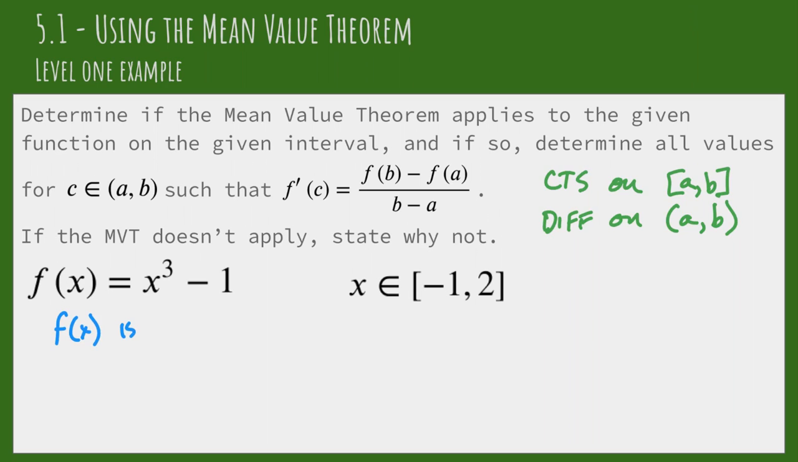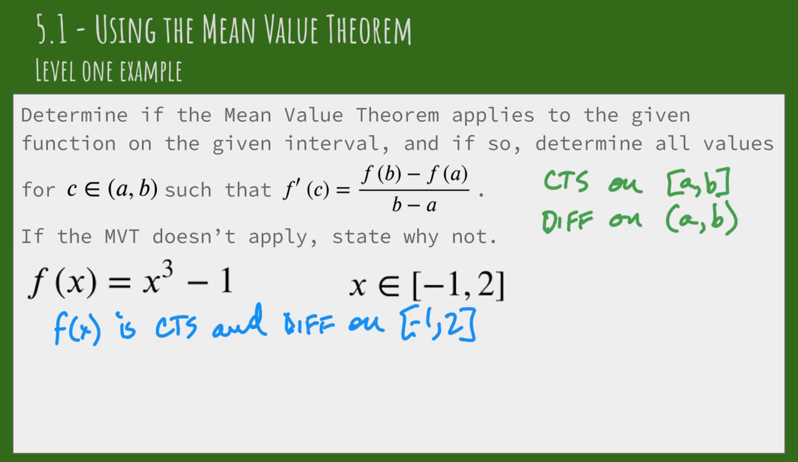f of x is continuous and differentiable. "Diff" is a good enough abbreviation for differentiable on the interval. And I'm going to just include the endpoints for both, because if the endpoints are included, then that's more than enough for showing the interval we need for differentiability. So since it's continuous and differentiable on this closed interval, then we know the mean value theorem applies.